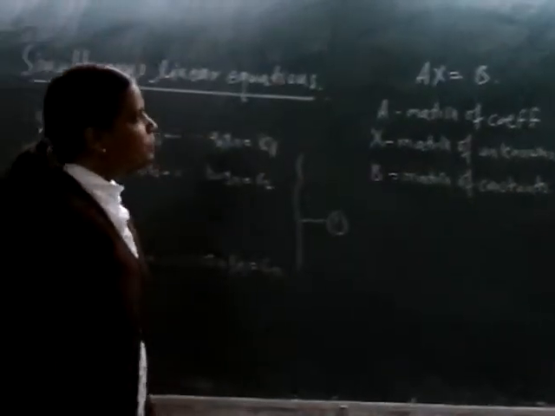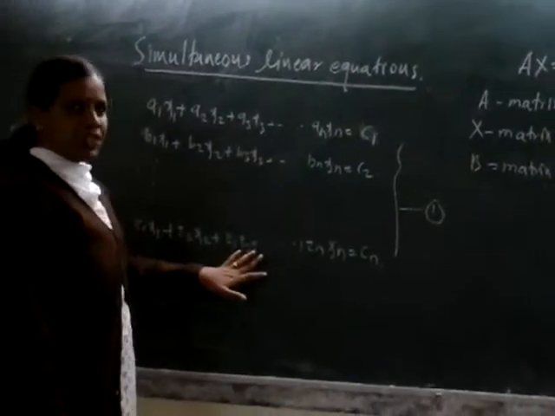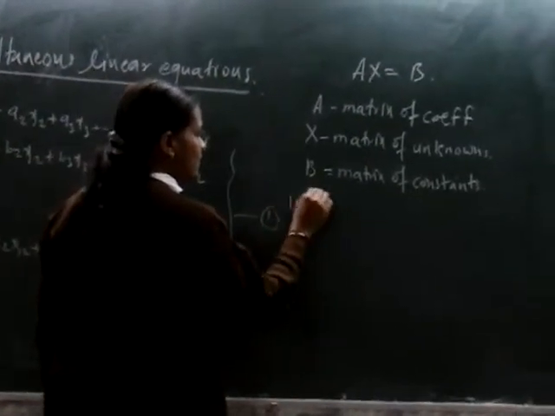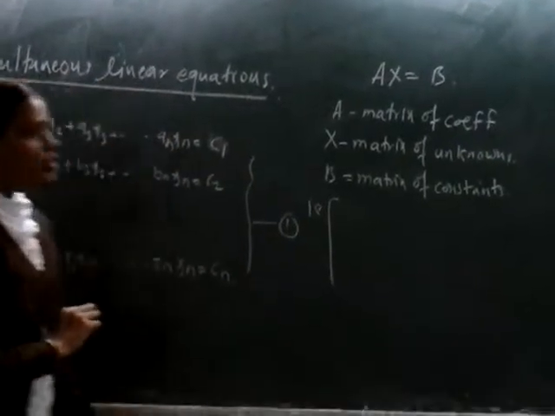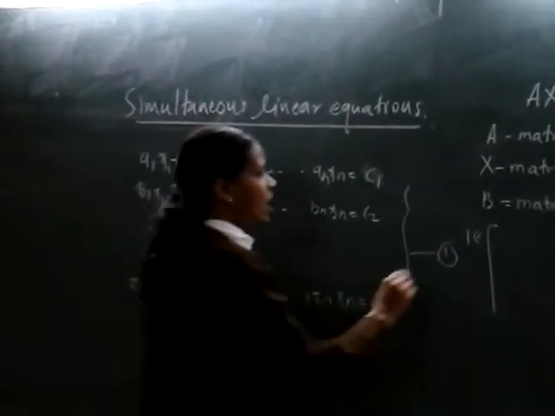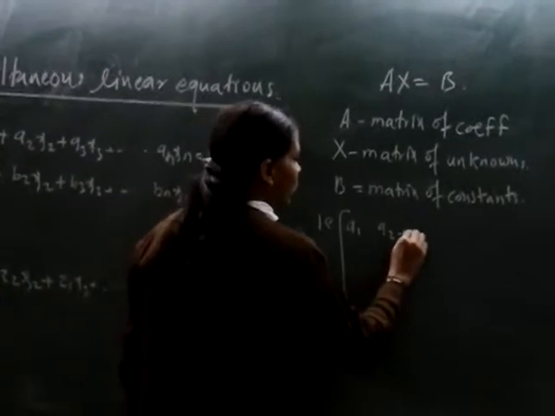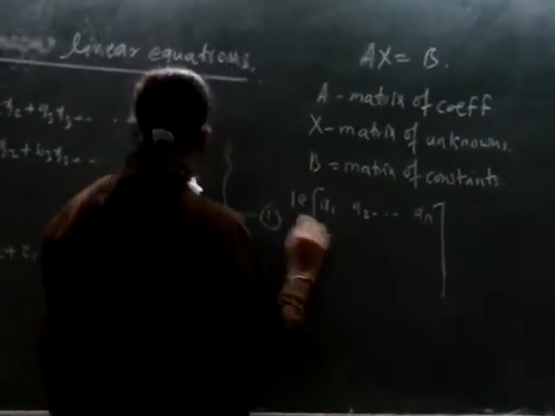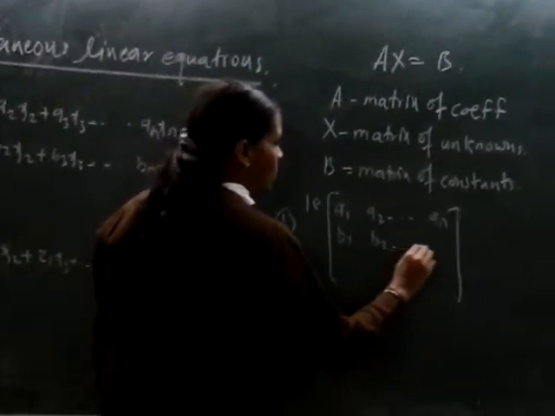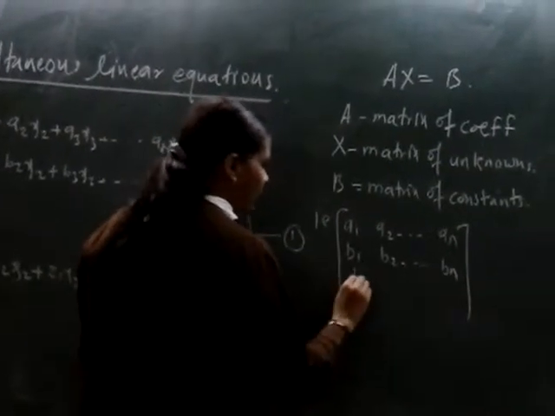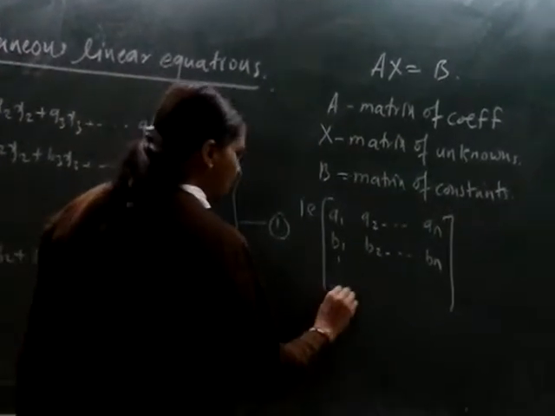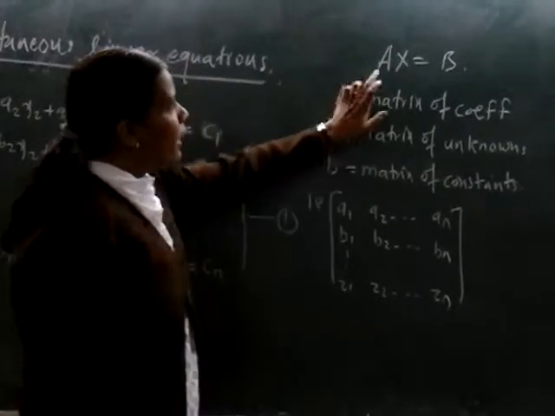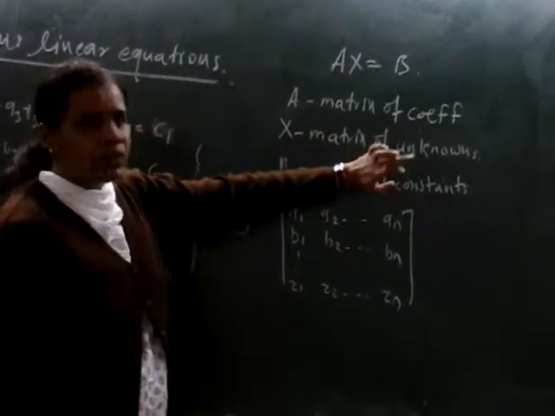Now the given system of equations we are writing in the form AX is equal to B. Take the matrix of coefficients. The first row coefficients are a1, a2 up to an. Next row b1, b2 up to bn, and the last row is z1, z2 up to zn. The matrix A is the matrix of coefficients.